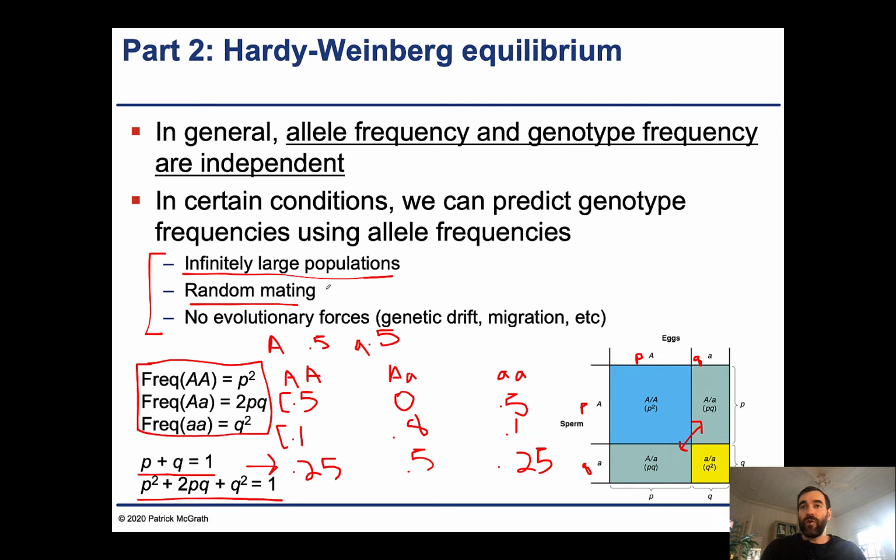For example, random mating could be violated. In this situation right here, if big A's only mate with big A's and little a's only mate with little a's, then you violated the random mating assumption, but this is how you could get this genotype frequency right here. Or if there's some sort of evolutionary force, maybe the heterozygotes are at an advantage, so the homozygotes are much more likely to die, then you end up having more heterozygotes than homozygotes.